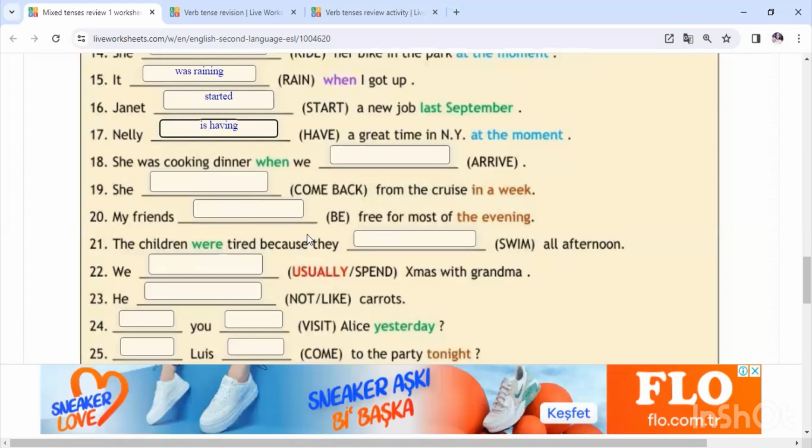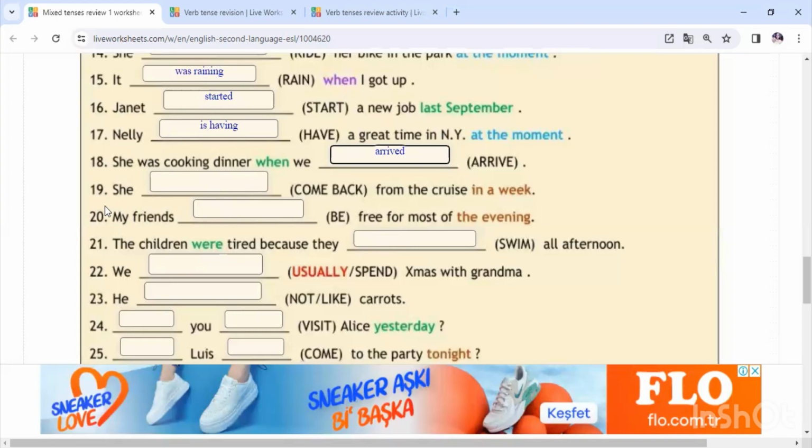She was cooking dinner when we arrived. So you can see two actions again. The long action here was going on in the past and the short action interrupted it. Translate it, please. Biz geldiğimizde o akşam yemeğini yapıyordu. Very nice. Okay.